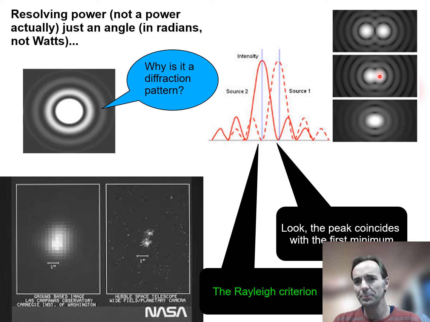Now if those objects get nearer and nearer, they start to look like a single object. What Lord Rayleigh worked out was the minimum separation that those objects can have, given the wavelength of light and the size of the telescope. And that's what it depends on. The minimum angle which we can observe is dependent on the wavelength of the light that we're looking at and the diameter of your telescope.